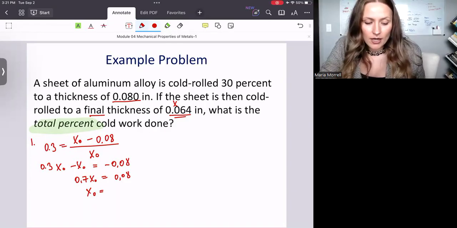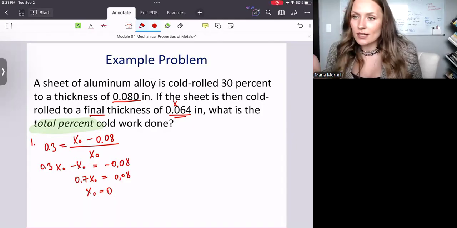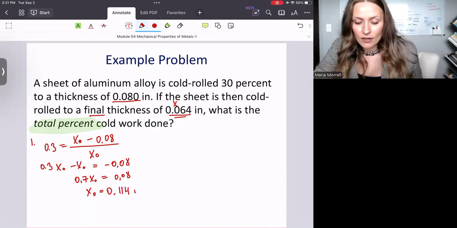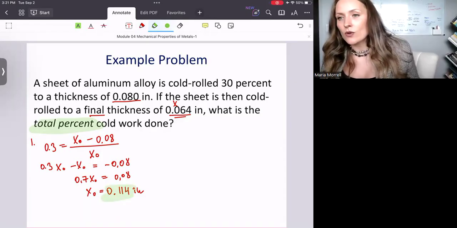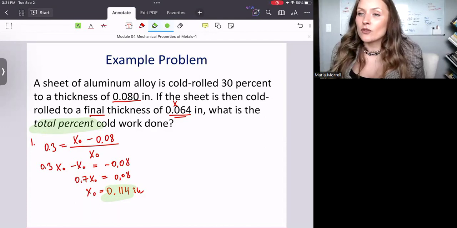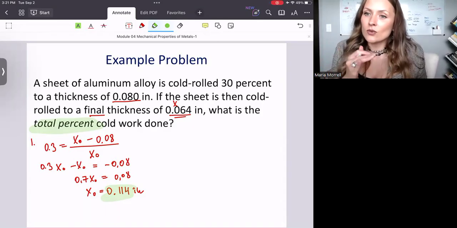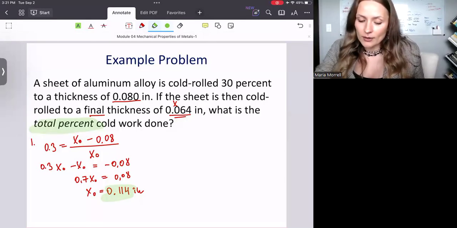Looking at the number here, since the question keeps three significant digits, I'm going to stay consistent with the author and keep three significant digits. So this is my initial thickness, 0.114. Before I move on, I need to make sure that it makes sense. The number is greater than the intermediate number, 0.08, and that makes sense because I had to start with something thicker. Once I applied my 30%, I got to 0.08.